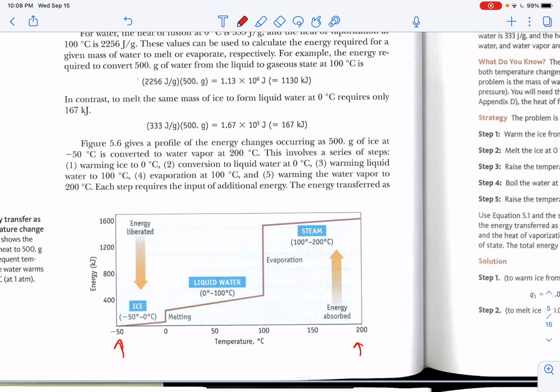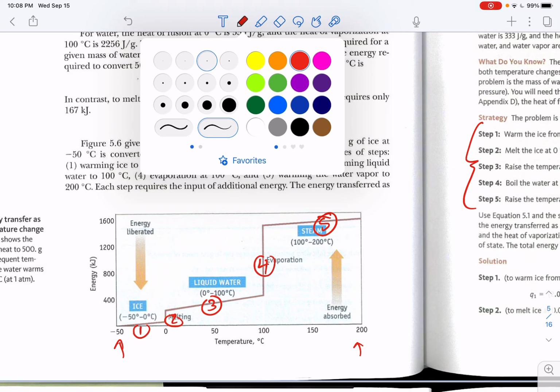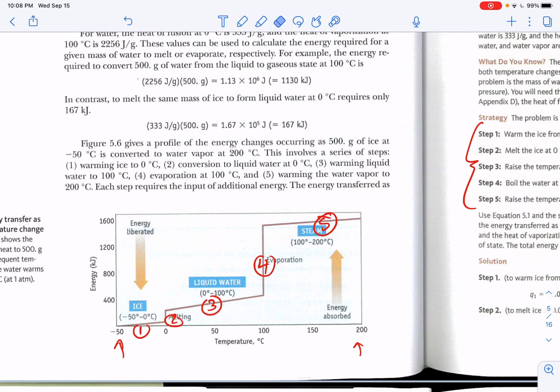Notice that there are 5 parts to this graph. Here's part 1, here's part 2, part 3, part 4, part 5. I call this a 5-step problem. And you can peek over here and see your 5 steps. Now you'll notice that in 3 of the steps you have a change in temperature going on. So you have a change in temperature going on right here, right there, and right there. So those changes in temperature are going to involve an MC delta T, an MC delta T, and an MC delta T.